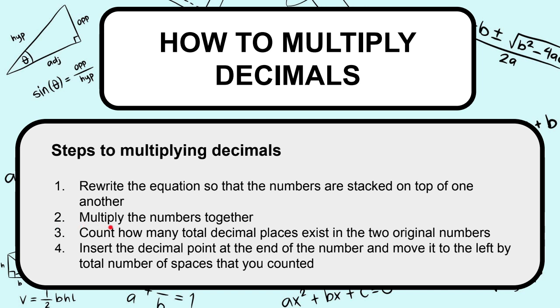After you do that, you are going to ignore the decimal points at first, and you're just going to multiply. So I actually want to write just a simple example for you here. So let's say we have 5/10, and we're going to multiply that by, again, I'm going to keep it super simple here, 2/10. All right. So I've done step number 1 where I rewrote the equation so this way they're stacked on top of one another.